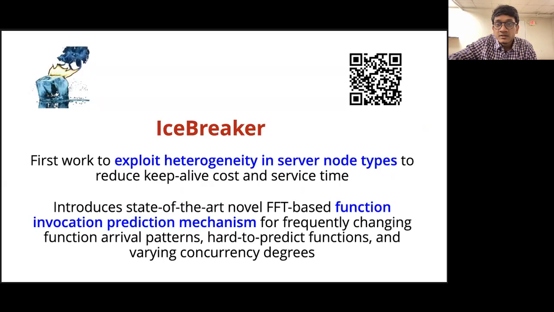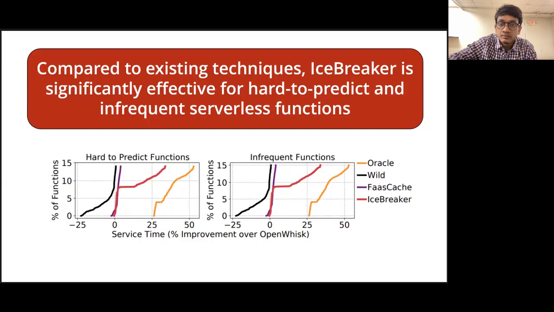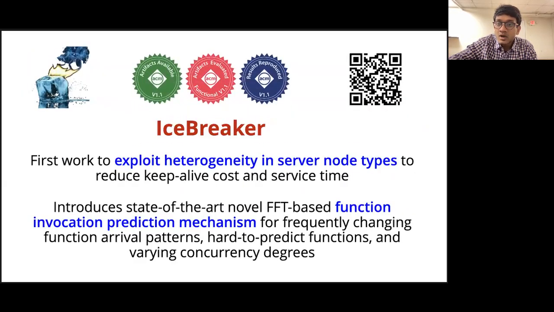To summarize, IceBreaker is the first work to exploit heterogeneity in server node types to reduce the keep-alive cost and service time in serverless computing. IceBreaker solves the problem from both the service provider side and the customer side. It introduces a state-of-the-art novel FFT-based function invocation prediction mechanism for frequently changing function arrival patterns, hard-to-predict functions, and varying levels of concurrency degrees.